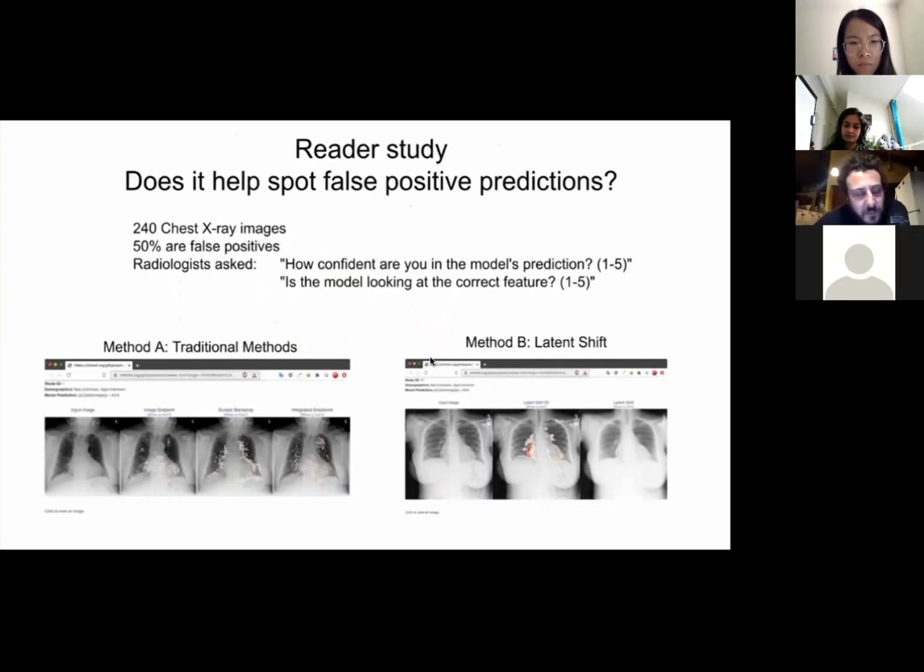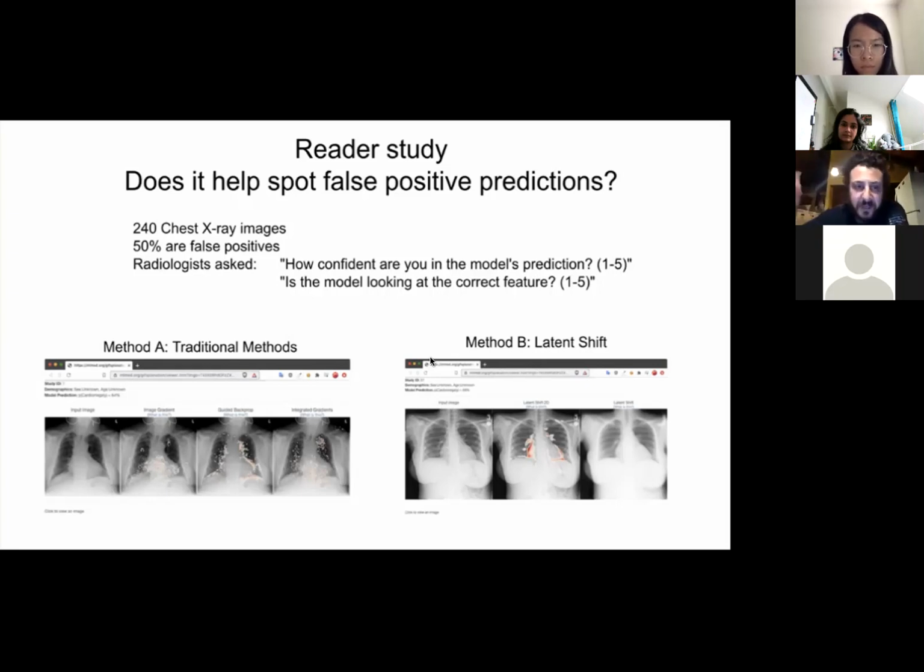Okay, so the IOU analysis wasn't really good, so it's really hard to answer the question of whether this is better with some sort of objectivity, right? So we did a reader study to see if it would help spot false positive predictions. We have 240 chest X-rays, and 50 of these are false positives, mined by just a script that loads an image, makes a prediction, and checks against the ground truth. If the model predicts 70% or more, then that's a positive prediction. And if the ground truth is negative, it's considered a false positive.